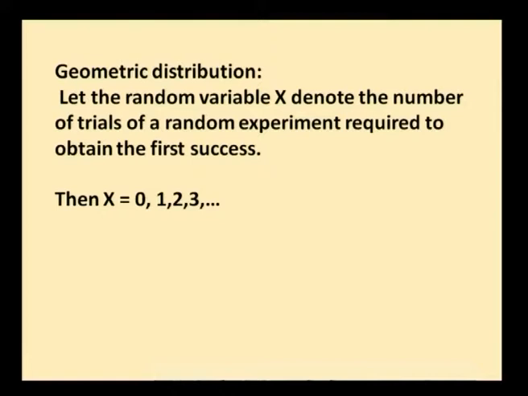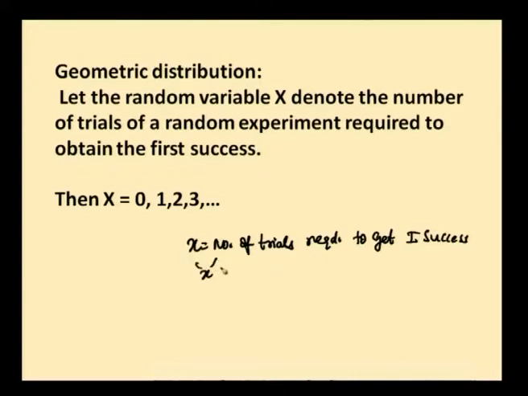Okay. So, how is the probability mass function of geometric distribution denoted? First of all, x is the number of trials required to get the first success. So, if x trials are required to get the first success, it means the first success occurs at the xth trial.